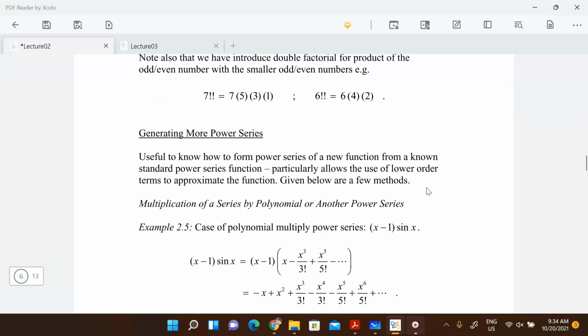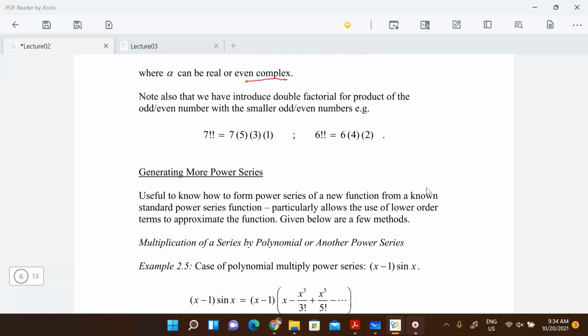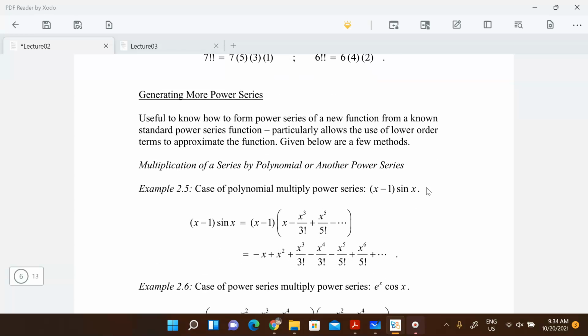Okay, what else do we need to say? These are just using your Taylor series, and for the case of the finite power expansion, you use your binomial series. Generally you can try to get more power series by using some manipulation. For example, you can multiply two different functions, and then you get your power series for one function with the power series of another function.